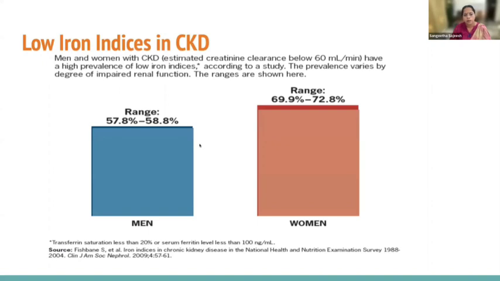This shows a comparison between men and women for low iron indices in CKD. Low iron indices mean transferrin saturation less than 20%, or serum ferritin level less than 100 nanogram per ml. So here in the men, the range is up to around 58.8%, but in women it is much higher. Incidence of low iron index is much higher, that is around 72.8%.